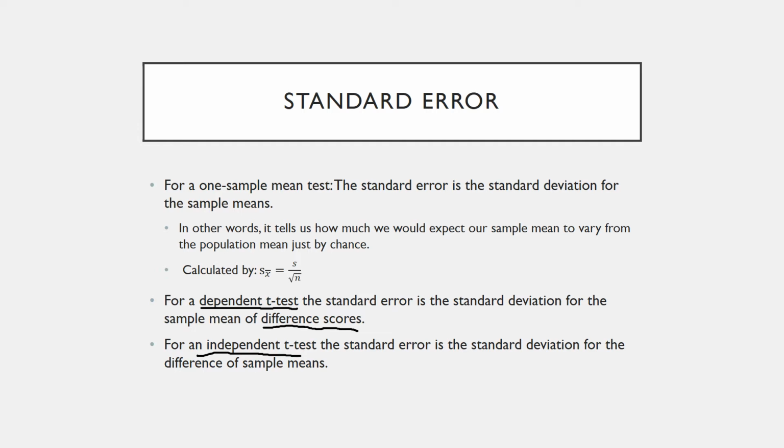On the other hand, for an independent t-test, we have two different columns and we have two different means and two different standard deviations for both of those columns, right? They're not paired, so we can't do the difference scores. So instead, we have two different means and two different standard deviations for both of the columns, for both of the populations. So for an independent t-test, the standard error is the standard deviation for the difference of sample means. So it's how much we expect the difference of the sample means to vary, just by chance.